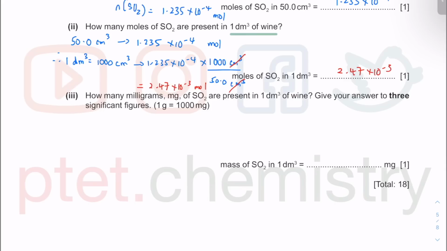What's the next thing they want to sum up this question? They want how many milligrams of the SO2. Typically, we work in gram because mass over Mr is in gram over gram per mole. What do they want? In the 1 dm³ of the wine. Give your answer to 3 significant figures. So basically they want the mass. Without thinking about gram or milligram, they want the mass of SO2. So I have the mole of SO2. I want the mass. So realistically speaking, I need the Mr of the SO2, and this is going to be 32.1 plus 16.0 times 2 from your periodic table. And I get 64.1 there.